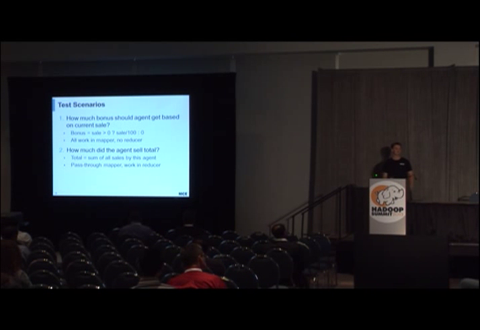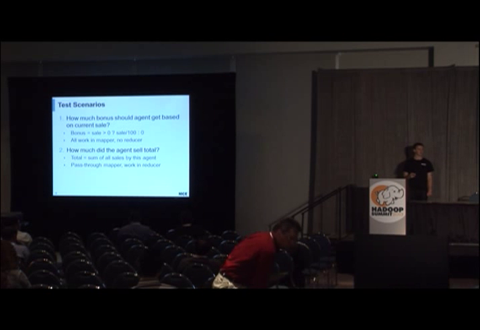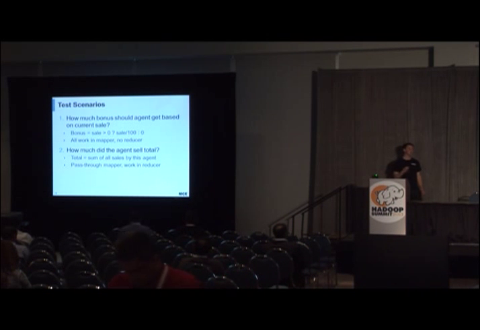So our two test scenarios. The first one is how much bonus should an agent get based on the current sale? A simple formula: if the sale is more than 0, which is an actual sale and not a return, then get 1% of the sale as a bonus. Otherwise, you get nothing because it's a return. In this example, all work is done in the mapper. Since this is a row-by-row calculation, we can simply collect these objects in the mapper, stick them into the engine, process them, and then at the end collect all the output of all the mappers, and we have our final result set.